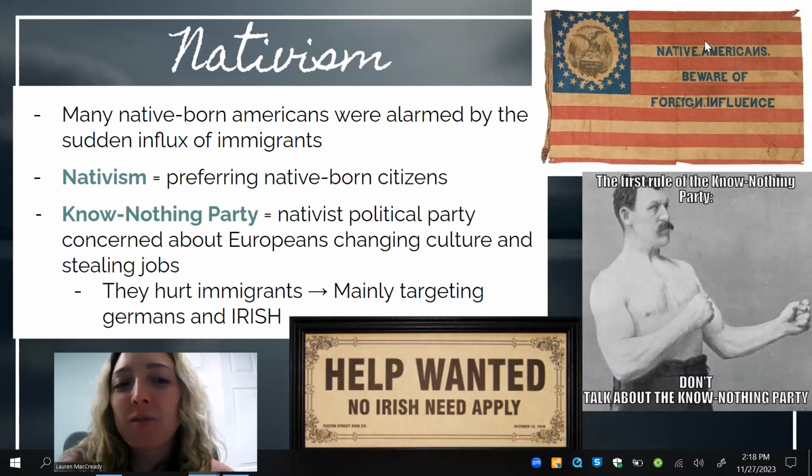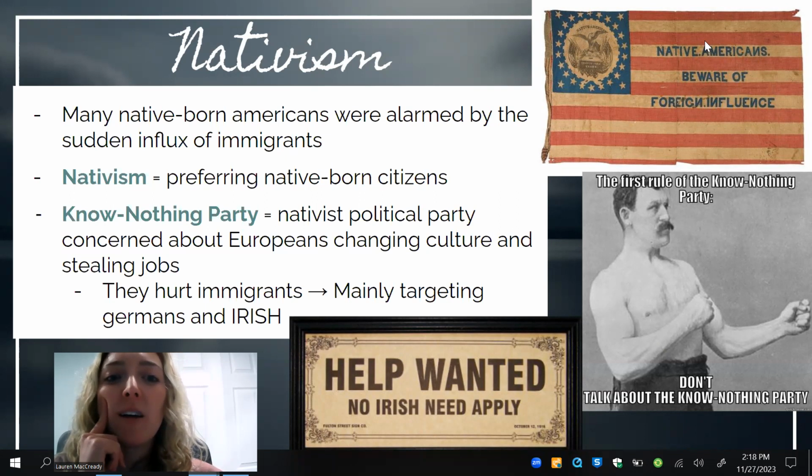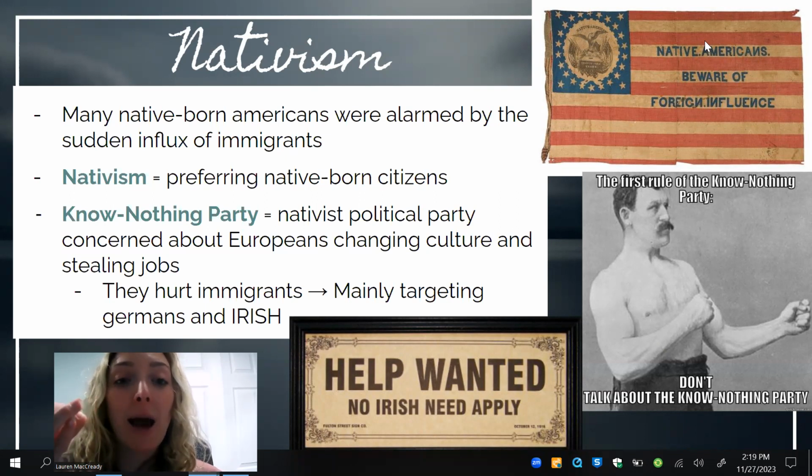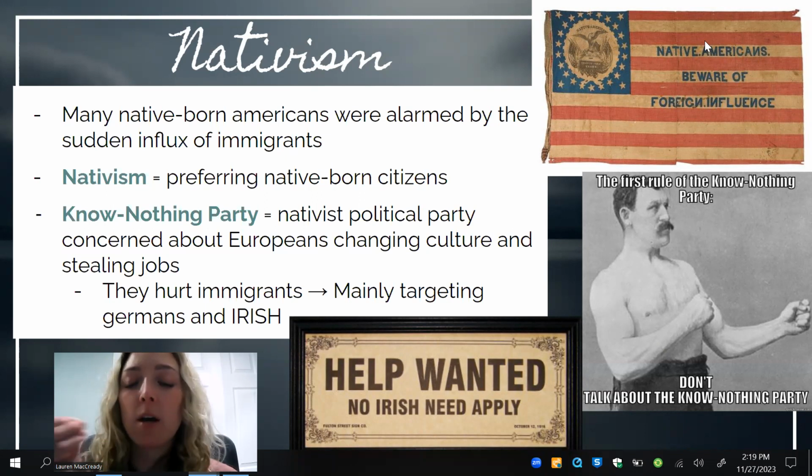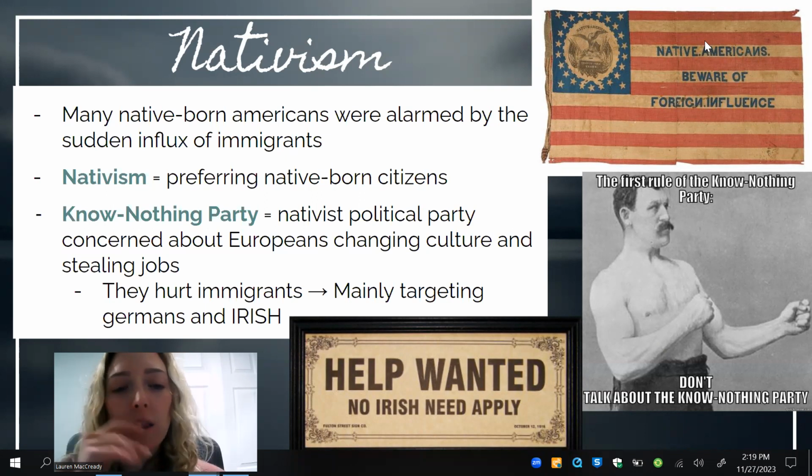They have a flag. This is their flag in the corner. "Native Americans beware of foreign influence." They have almost a KKK-like aspect to them, where they would use physical intimidation and scare tactics against the immigrants at the time. It had that very similar vibe to it, just not nearly to the extent that the KKK will. I don't want to totally make a side-by-side comparison to that, but you can kind of understand the gist of it if you can understand how the KKK later comes about as well.